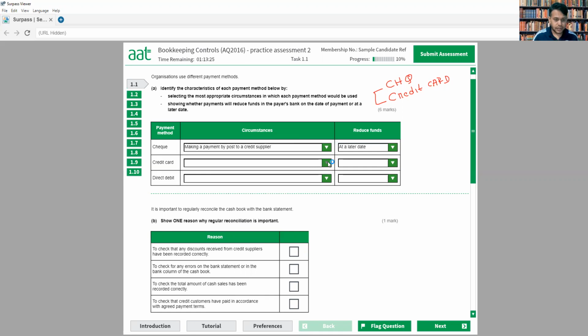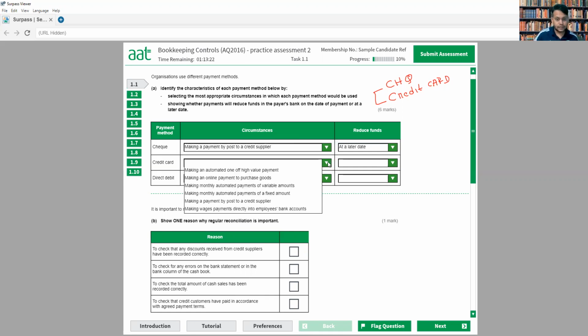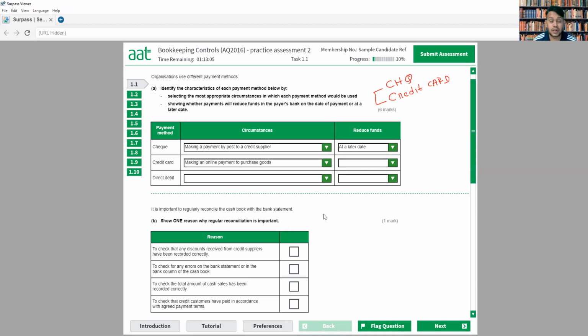Credit card, we have the same story. When we have to buy something, normally from online, the amount is normally not very high value. So making an online payment to purchase a good: if I need to buy something online, I can use my credit card or debit card, because I cannot use a check or cash. And again, the credit card will be a later date. Remember that a credit card is not immediate.